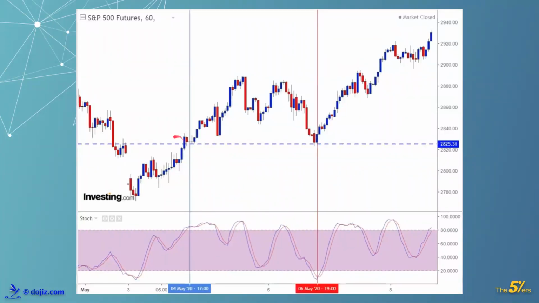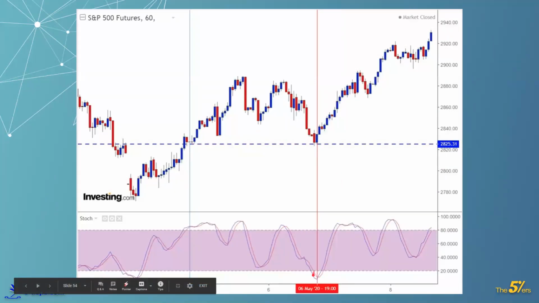So another example, S&P futures on a 1-hour chart. You can see here again resistance turning to support, the price moving up from the blue line. You see the blue line on May 4th moving up, then going back down to May 6th, the red line, again to the same support level, but this time the oscillator is in the oversold zone and much lower than previous lows.